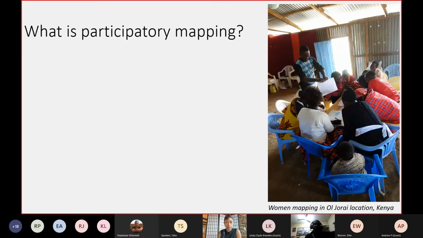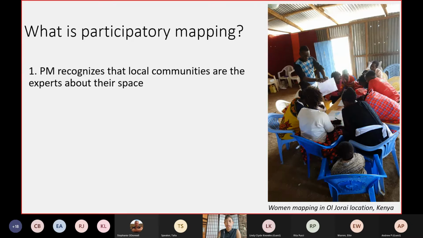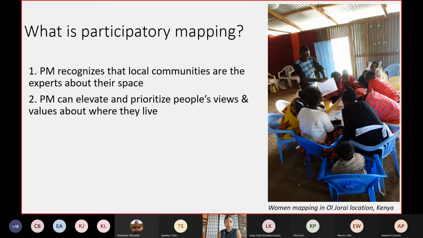So first, what is participatory mapping? Essentially it's community members expressing their spatial knowledge about what is happening on the ground in their communities. And so participatory mapping recognizes that local communities are the experts about their space, right? They are the ones that live there. They're able to know what's going on with the resources, the needs that they have, the wildlife, et cetera, more than researchers who might be coming from outside of those communities. It's also able to elevate and really prioritize people's views and values about where they live, essentially giving them political empowerment if the researcher is able to form that bridge, which I'll talk more about later.